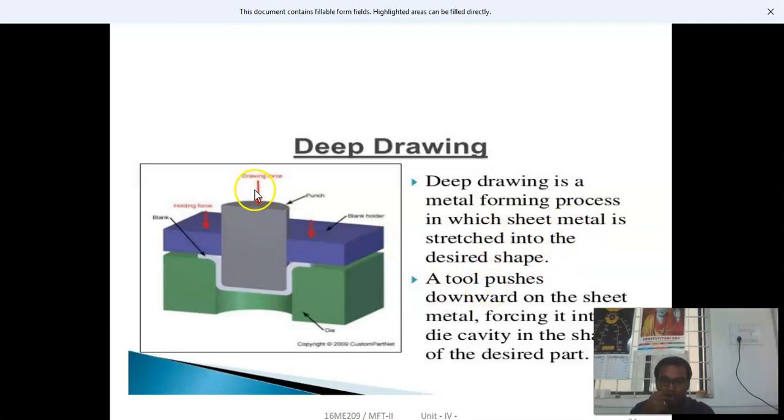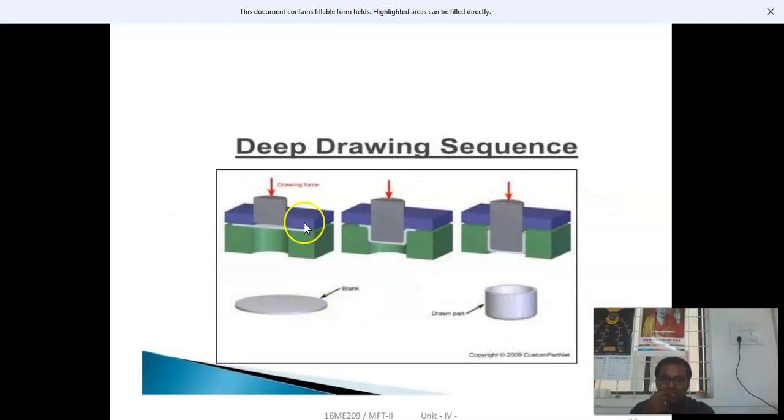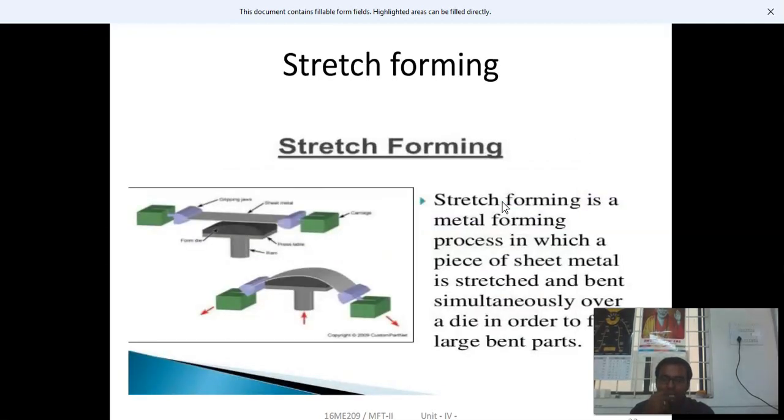Next, deep drawing. Deep drawing is a metal forming process in which sheet metal is stretched into the desired shape, as shown in the figure. Here, the tool punches in a downward direction, forcing the sheet into the die cavity in the shape of the desired part. This is the deep drawing sequence. This is step 1. Here the drawing force is applied on the punch. Here is step 2. Force is applied on the sheet metal and the final part is created with the help of the deep drawing sequence.